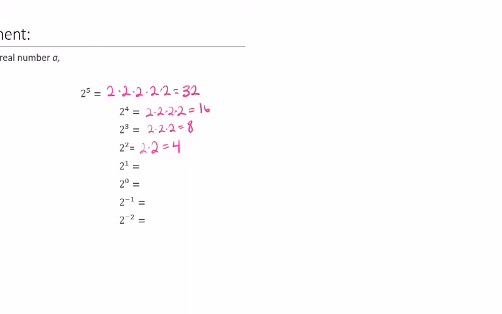So if you notice, to go from 4 to 8 to 16 to 32, if we're going up the list, what are we doing? We're multiplying by 2 each time, right? So I multiply 4 by 2, and that gets me 8. 8 by 2, and that gets me 16. 16 by 2, and that gets me 32, okay?